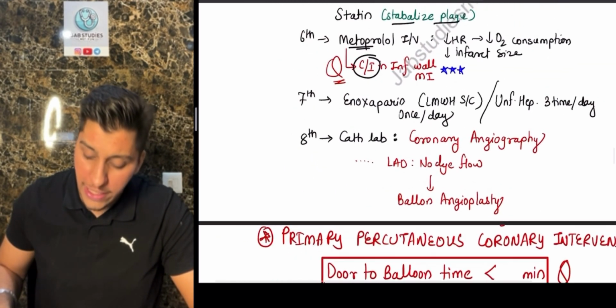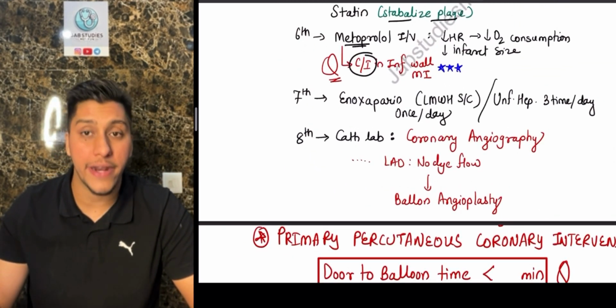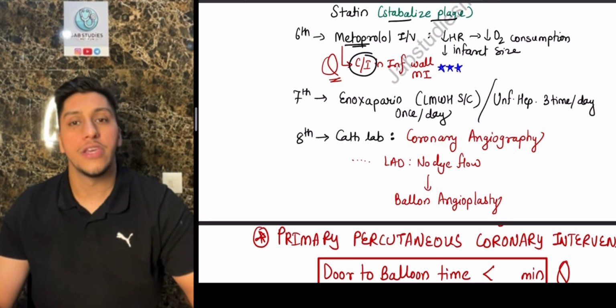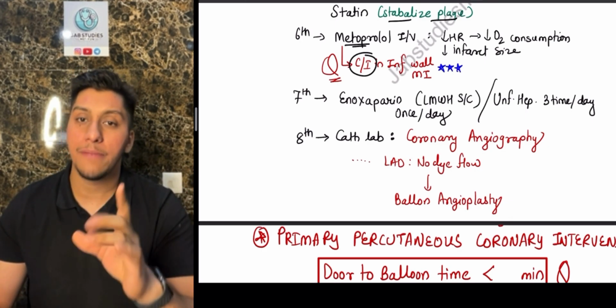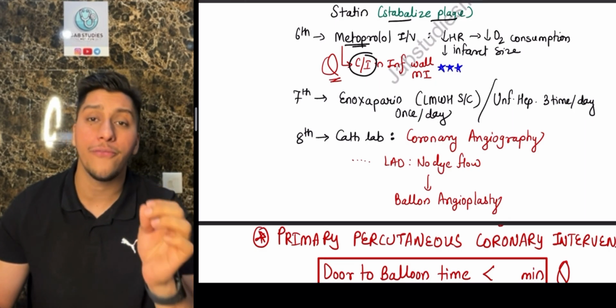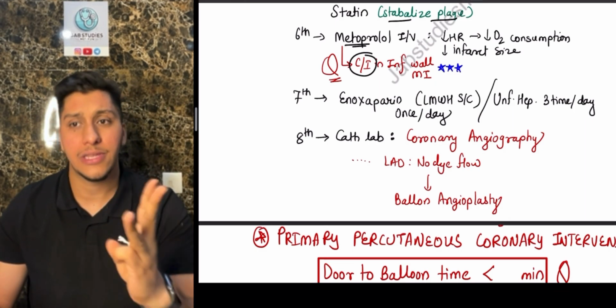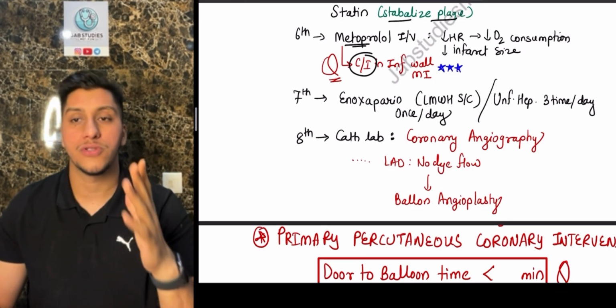You will also give anticoagulants like heparin, which is specifically enoxaparin. If you're using enoxaparin, which is a low molecular weight heparin, that can be given once a day. If you're using unfractionated heparin, that will be given 3 times a day. These are the procedures which you need to know.